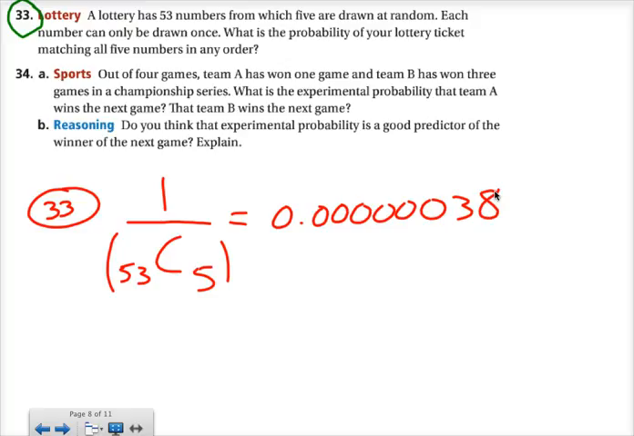So let's change this into a percent. Maybe it'll look a little better. We move the decimal over 2 places. It doesn't look a lot better. And this one again is talking about 53 numbers that they're choosing from. So they always say you have better chances of getting struck by lightning than winning the Powerball or Mega Millions or one of those things.